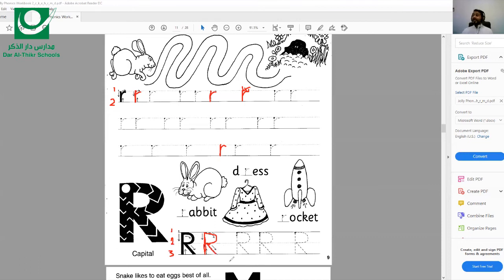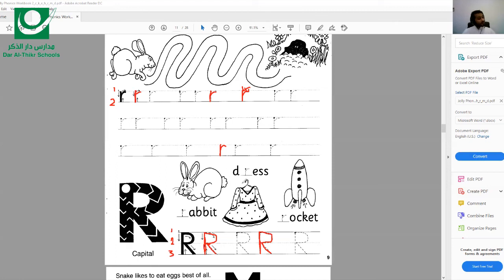Let's write and let's try again. From the dot, go down to line number 3 and go up again to line number 1 and make a semicircle to line number 2, which looks like letter P, and then we go down again to line number 3. This is the capital R, and I'm pretty sure that you will be able to write the letter correctly without any mistake. Okay? Now, we have here 3 pictures.